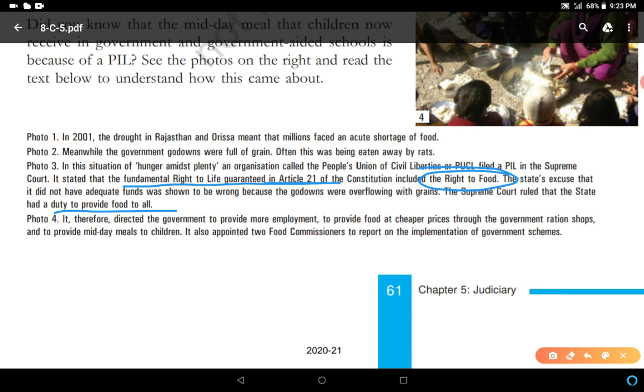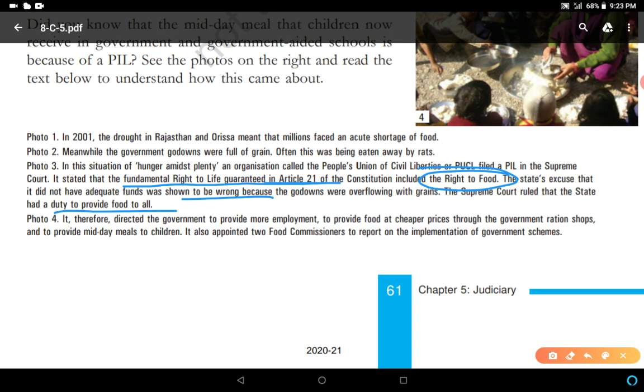After that, the state government or the central government has the full duty and is fully responsible to provide food for all the people. Clear? Accessibility, affordability, and availability for all the people. Clear?